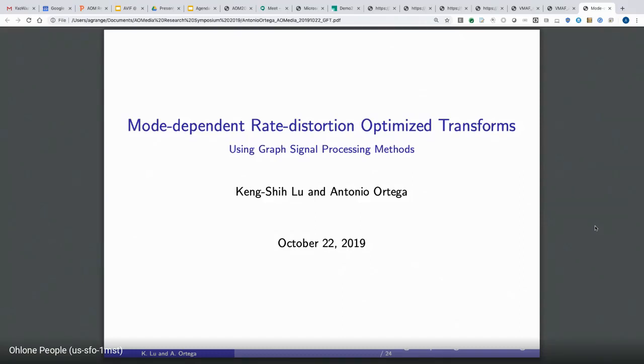So I'm going to be presenting some work that we gave a pretty dry title: mode-dependent rate distortion optimized transforms. But really, this is mostly a way of explaining how graph signal processing concepts can help us look at very well-known and established concepts in a different light. Okay, so that's kind of the basic message here.